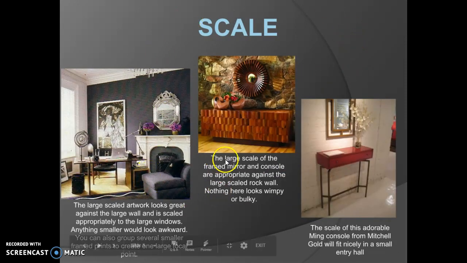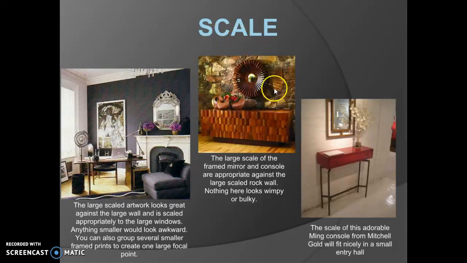So let's look at these three spaces. Right here, we've got a very large wall, and you'll notice there is a large scale picture on this wall space. If they would have had a little picture right here in the middle, that would have looked strange. It would not have looked right. You can also put several different pieces of artwork together to have a grouping that gives the visual image that it's a larger piece, the visual weight that there's more there than there really is.